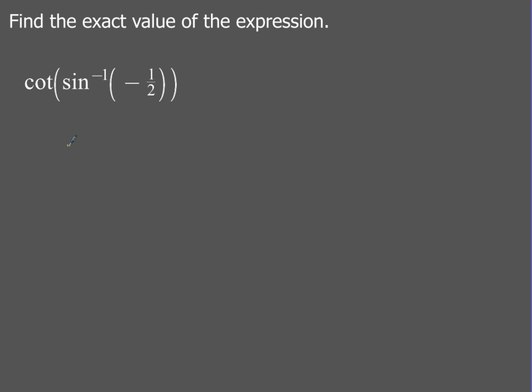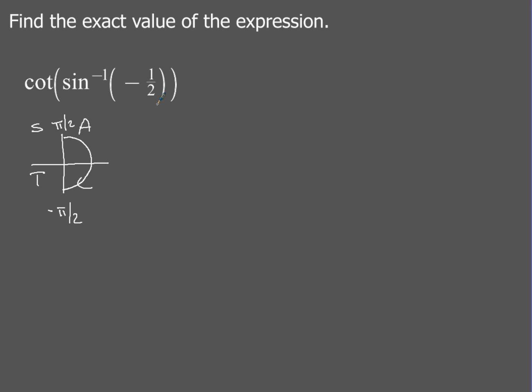So I'm going to go ahead and draw my ASTC right here, and then arc sine. The domain restriction on arc sine is between pi over 2, and remember, you can't call this 3 pi over 2 because it's negative pi over 2. So my domain restriction for arc sine is either in quadrant 1 or quadrant 4.